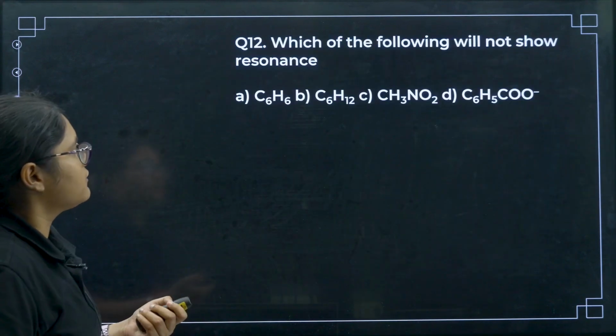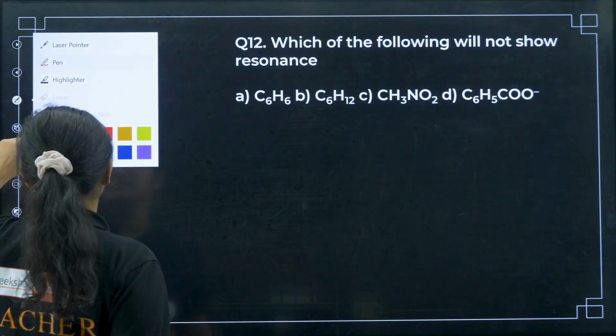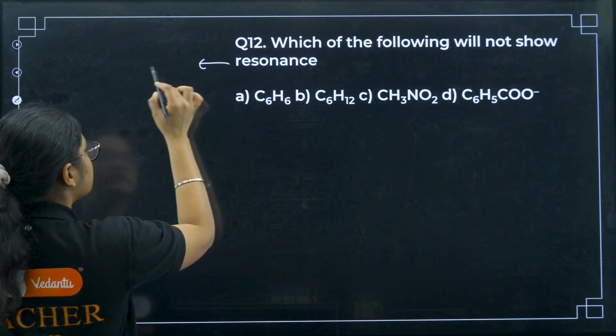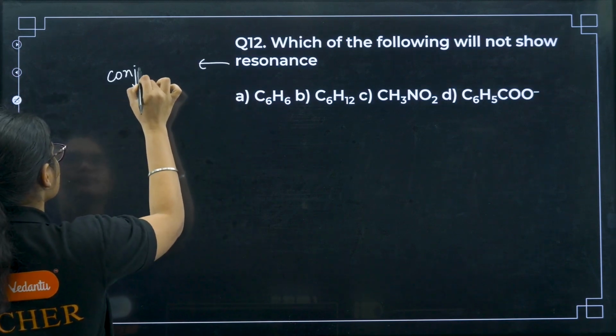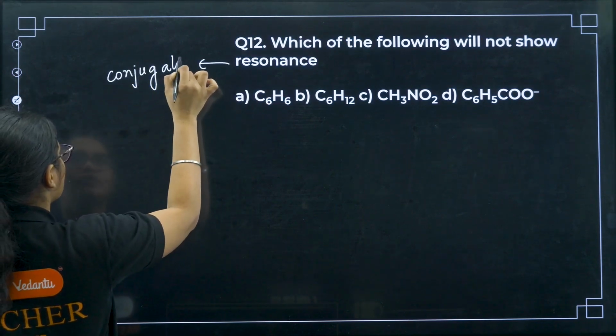Next, which of the following will not show resonance? So for resonance, what is required? For resonance, we require conjugation. What is the meaning of conjugation?